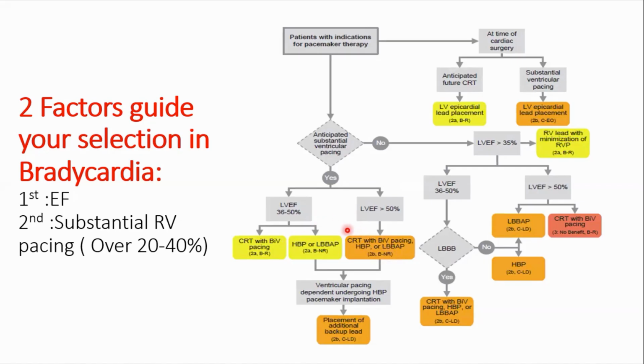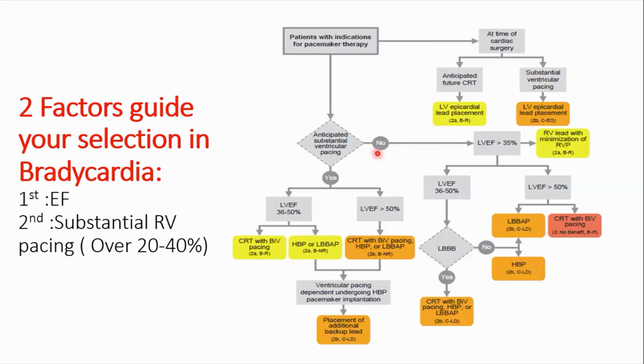And this emphasizes the importance of this thinking. If the ejection fraction is 36 to 50%, it's no longer a conventional RV lead. It's rather a CRT with a class 2A, or left bundle branch area pacing or His bundle pacing with a class 2A now. So it should be done. And when you are implanting a His bundle pacing, you may consider placement of additional backup leads. And this is a good point for left bundle branch area pacing.